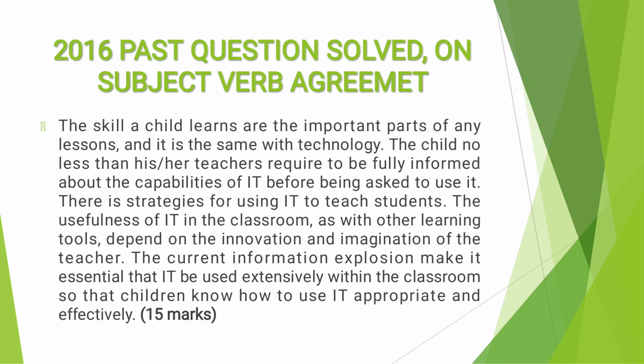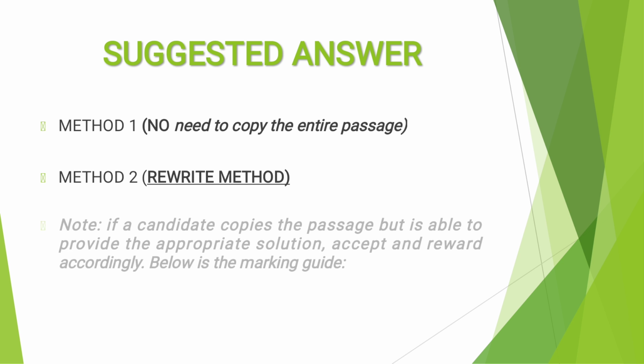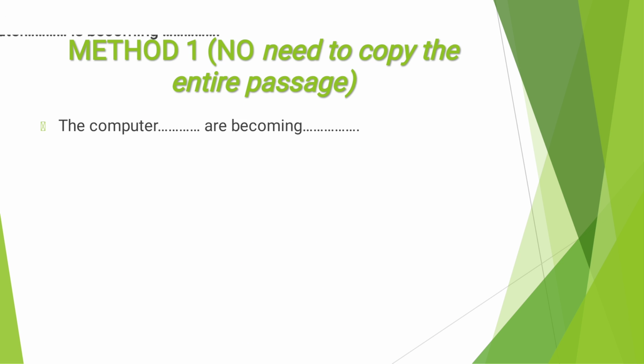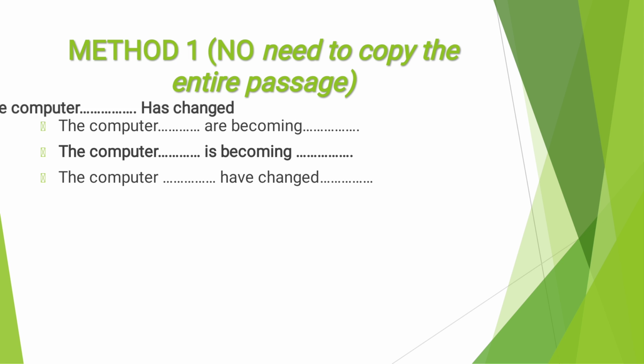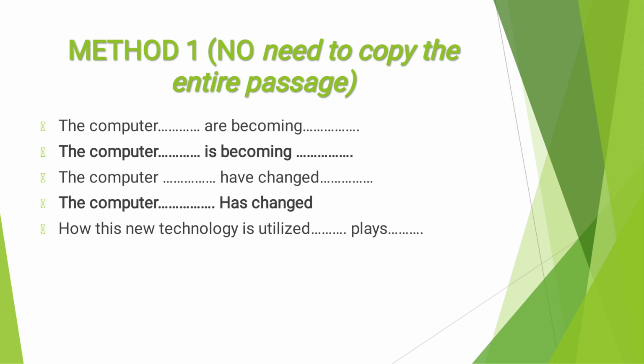So per the question, there is going to be a little adjustment here. Look at it carefully. How this new technology is utilized. So per the question it is going to be "play". So this one, there is no S. How this new technology is utilized, play. So cancel the S, play. And then the answer is going to be how this new technology is utilized, then you add S to it, plays. So the appropriate answer is how this new technology is utilized, plays.